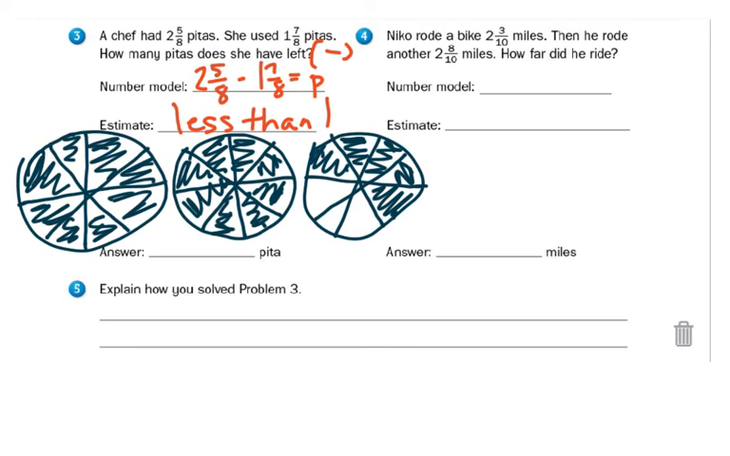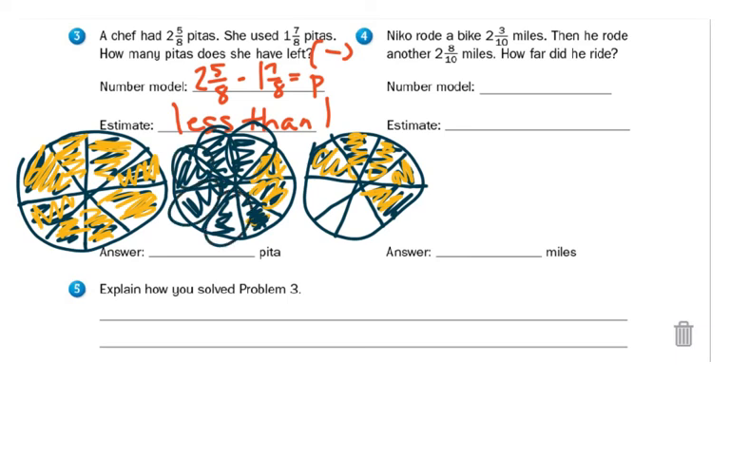I'm going to go ahead and subtract 1 whole pita, because it says she used 1 7/8. So I'm going to subtract this and see what's left. 7/8. 1/8, 2/8, 3/8, 4/8, 5/8, 6/8, 7/8. Whoops, that's it. 1 7/8. What is left in just blue? 1/8, 2/8, 3/8, 4/8, 5/8, 6/8. 6/8 of a pita.